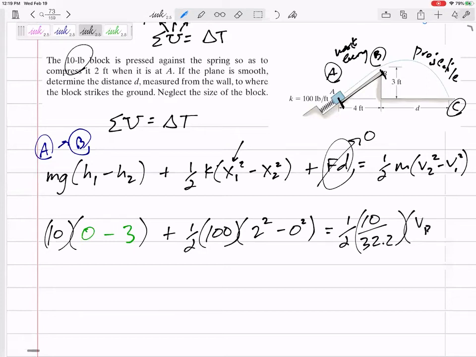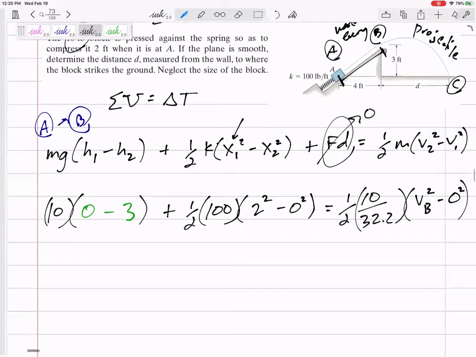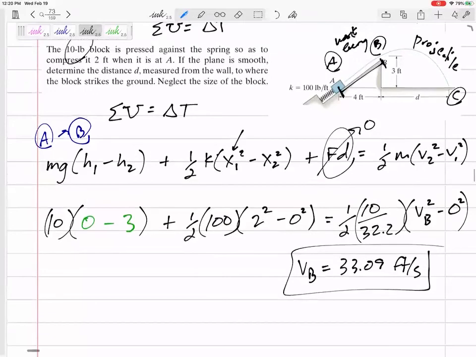V2 squared, so VB squared, and I think we can tell it starts from rest, right? You press it back and then you let it fly, let it go. And there, we only have one unknown, VB. And I would get VB 33.09 feet per second. I shouldn't box that in because I don't think it asked for that. We're trying to find the distance D.